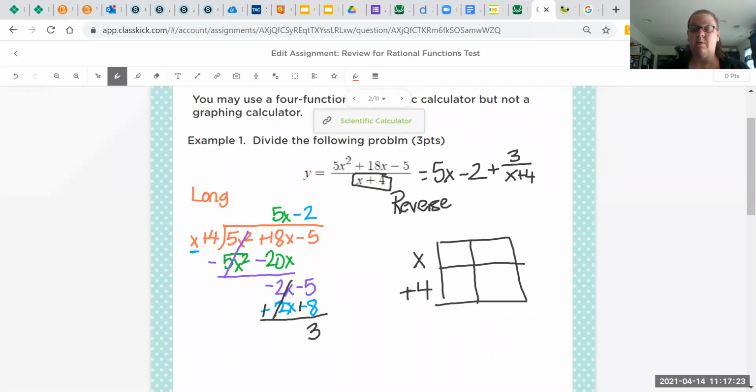We don't want 5x squared up here. That is 100% wrong. That is multiplying the 2. And some of you are still doing that. So we don't want to do that. We're putting 5x squared inside the box. We want this to be our answer.